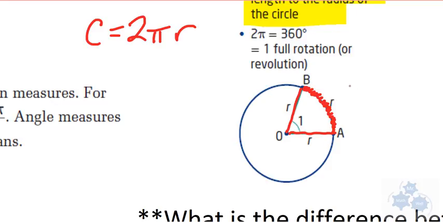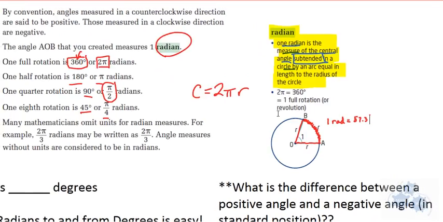And yes, 1 radian is approximately 57.3 degrees. That is true. But it's not the definition of radian, it's what 1 radian equals in degree measure. So there's a difference.